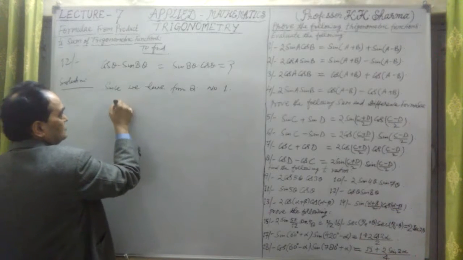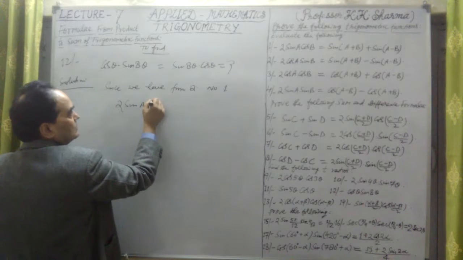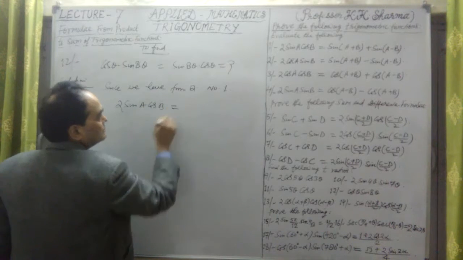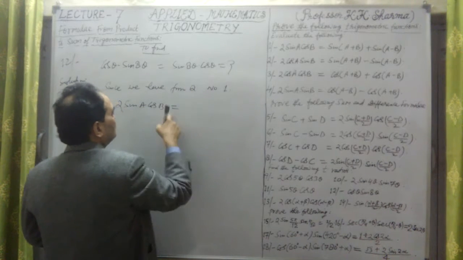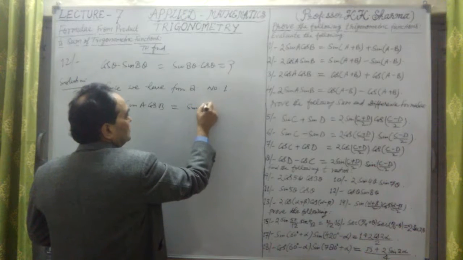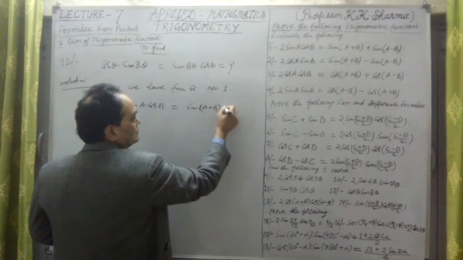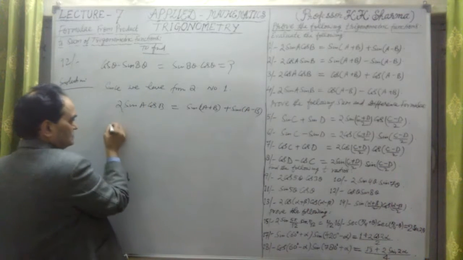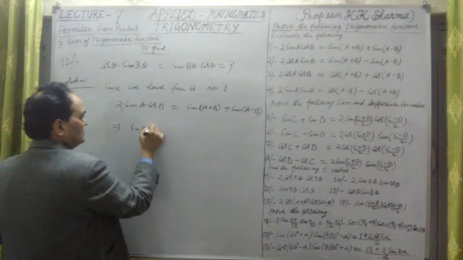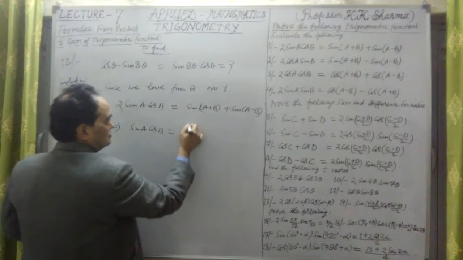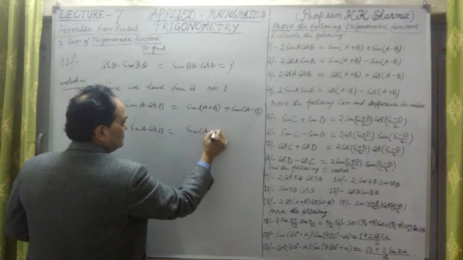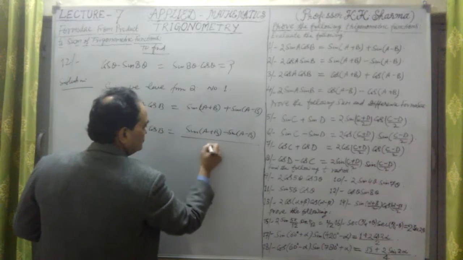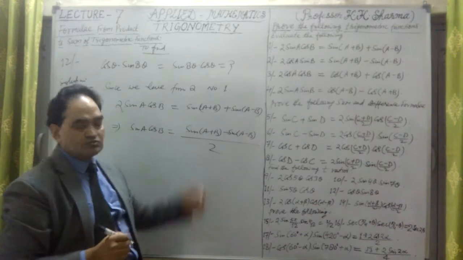What do we have? 2 sin A cos B is equal to sin(A+B) plus sin(A−B). Or we can simplify that: sin A cos B is equal to sin(A+B) plus sin(A−B) divided by 2. sin A cos B equal to this.